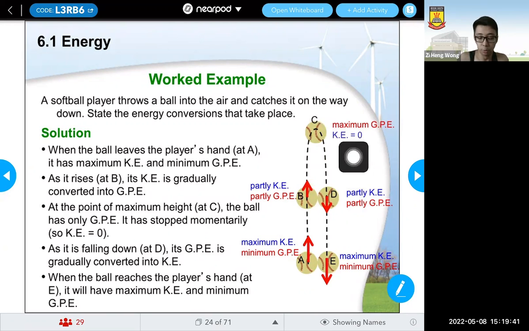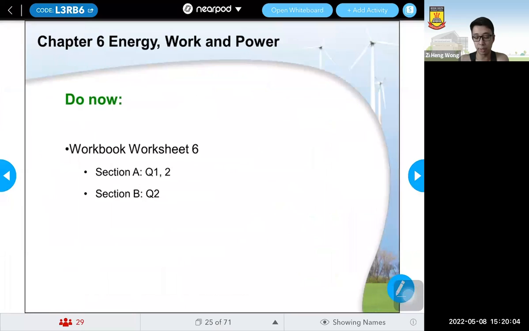KE is 0, okay? So at this moment, for a split second, it's not moving as it changes direction, and it starts to fall back down. This is where the GPE starts to get lost again, and it regains back as KE, and then comes all the way back until here, where the GPE is minimum and the KE is back to the maximum. Okay, so these are the practice questions which I have gone through. Later at the end, we can revisit some of these questions if you're not sure of some of the things that I went through and you would like to ask.